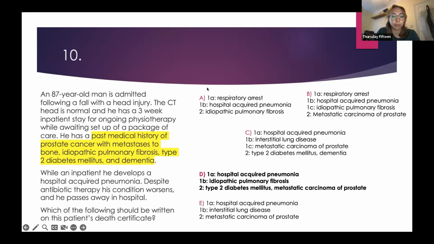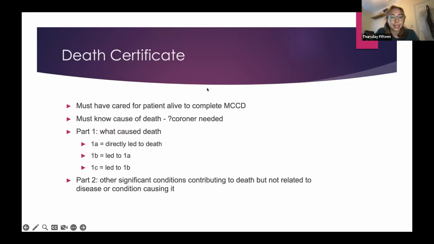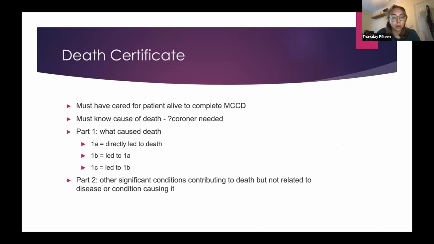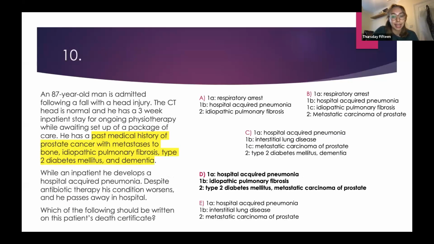So for a death certificate, you must have cared for the patient alive to be able to complete it, and you must know their cause of death, so that you know if a coroner's referral is needed. Part 1 is what caused the death. So 1A is what directly led to this person's death. For this man, what directly led to his death was a hospital-acquired pneumonia. 1B is something that may have led to 1A. So his idiopathic pulmonary fibrosis led to 1A.